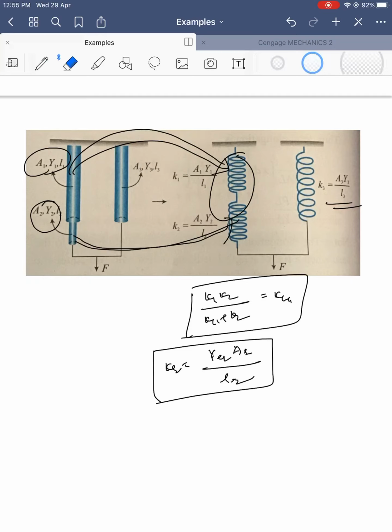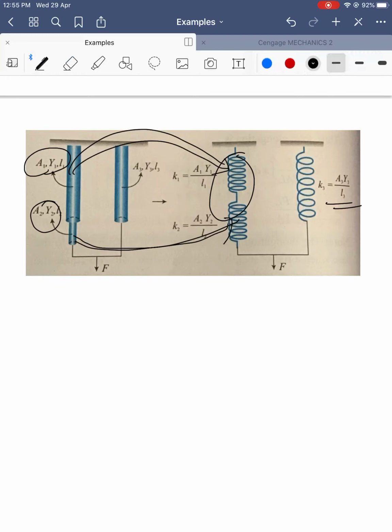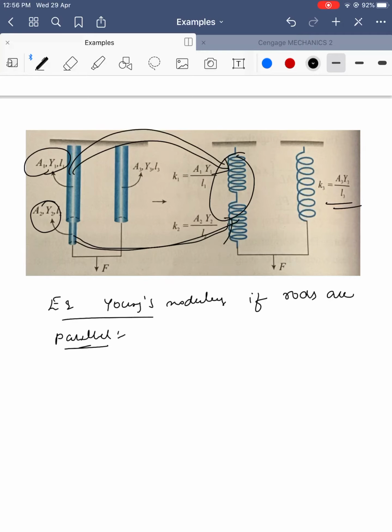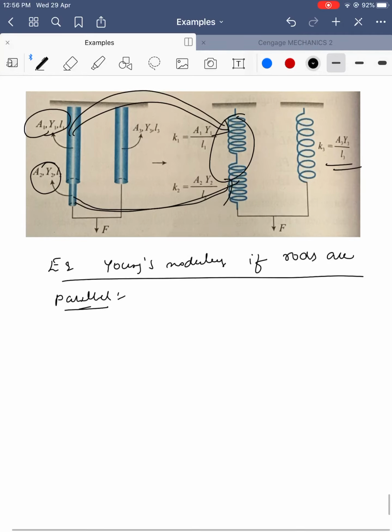Okay, let's consider how to find the equivalent Young's modulus. Equivalent Young's modulus if rods are parallel.